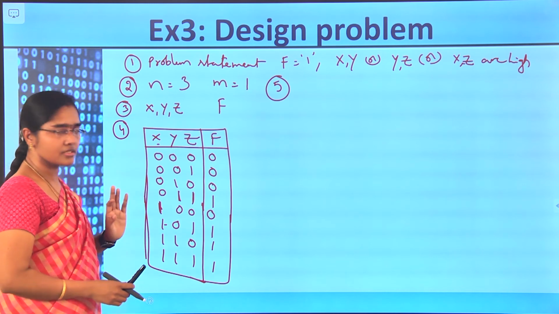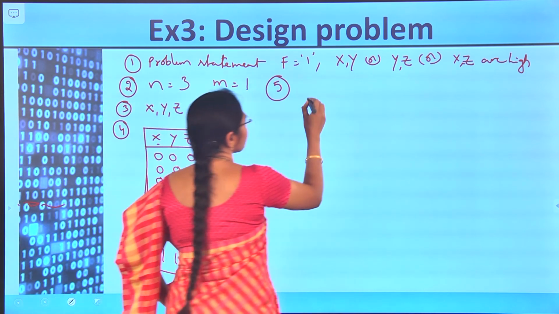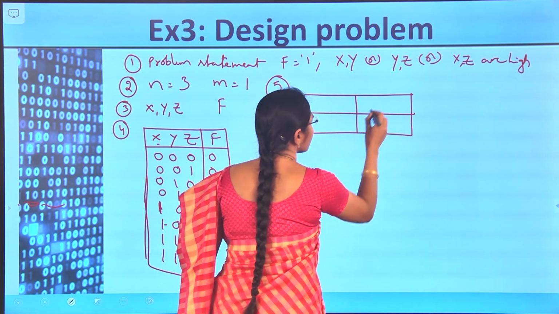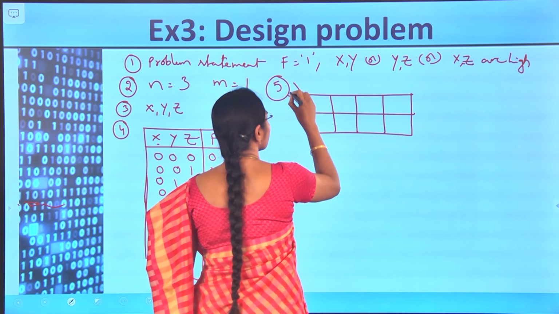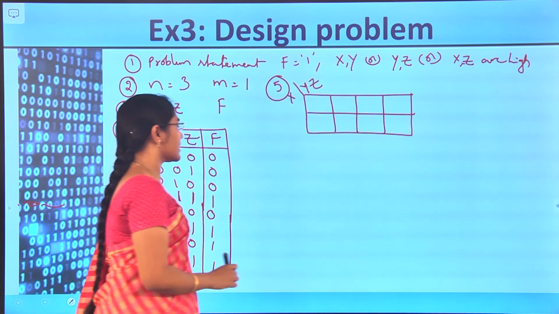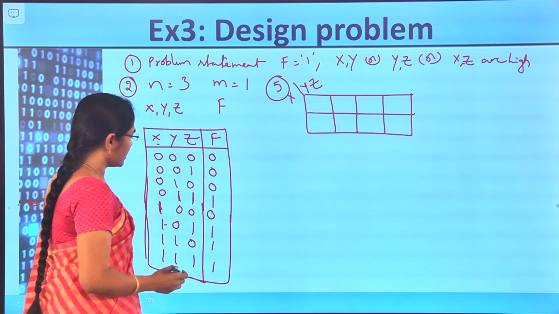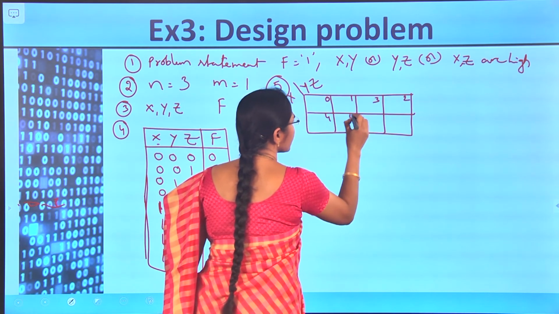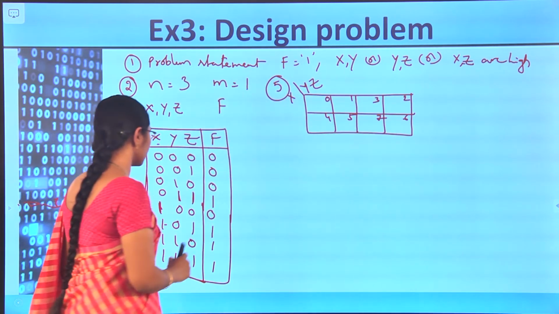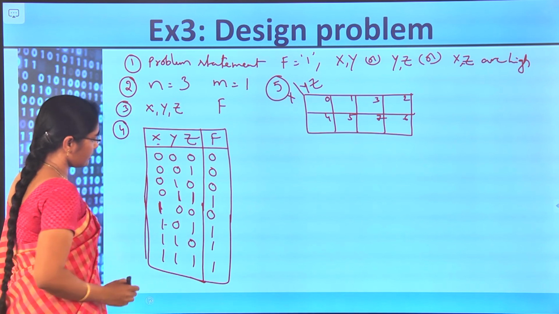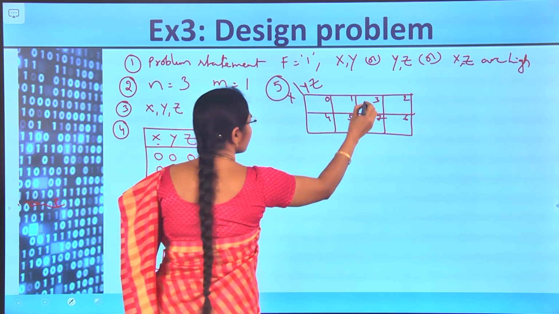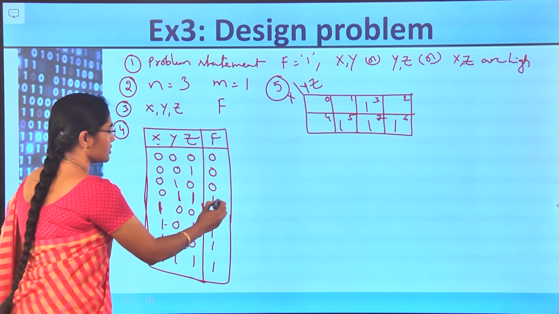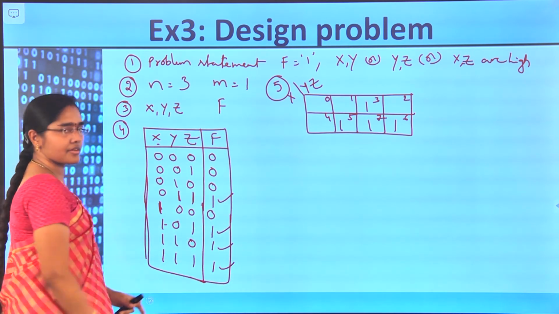Since here we have 4 ones, we can simplify. Use K map. Since x, y, z are 3 variables, here we need to use a 3 variable K map. Let us take x as MSB, y, z as LSBs. So, simplify using the K map. Ones are existing at the min terms of 3, then 5, 6 and 7. So, this is 3, 5, 6 and 7.